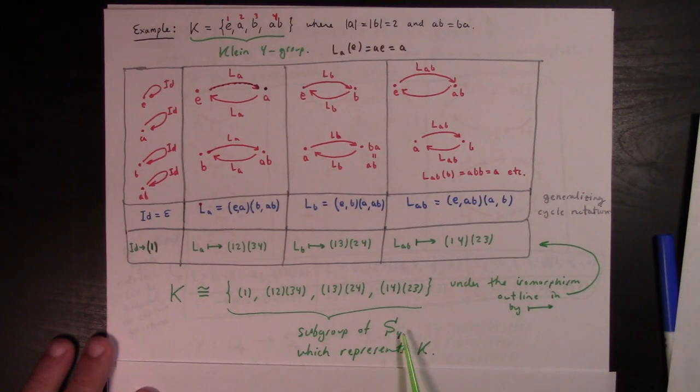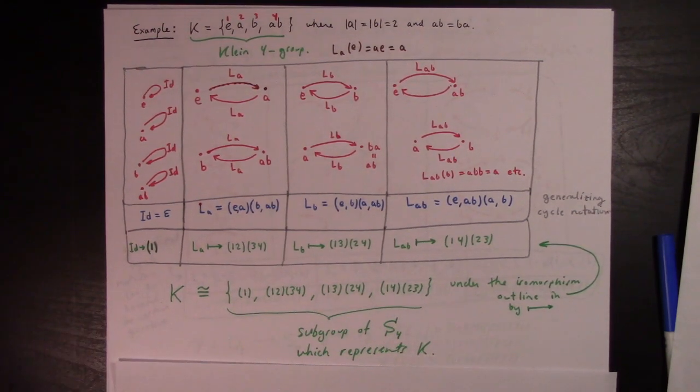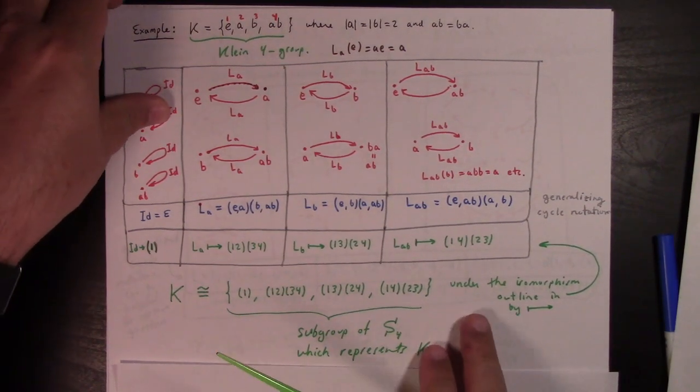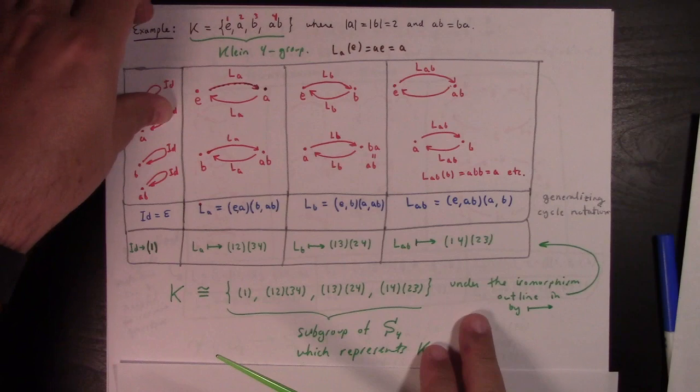So this is a subgroup of S4 which represents K. In fact, it represents it faithfully. It has everything that K has, and it's a subgroup of permutations on 4 numbers. So there you go. All right, that's my first example. Won't be my last.